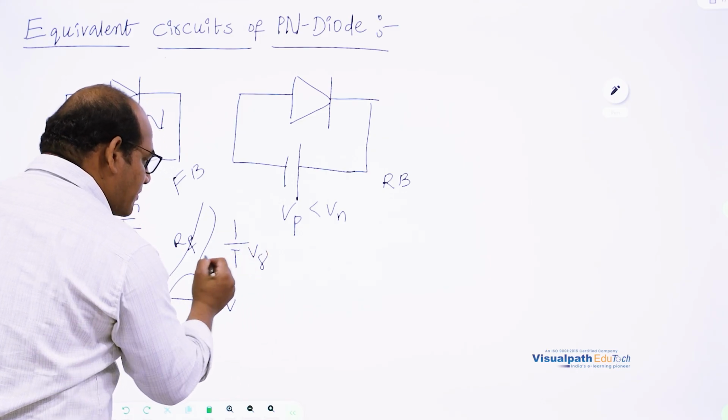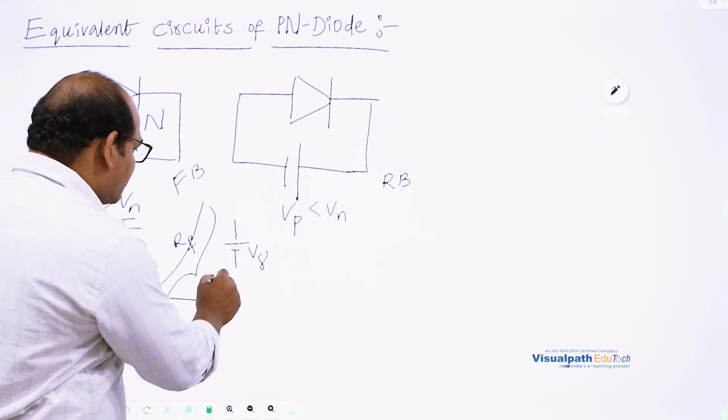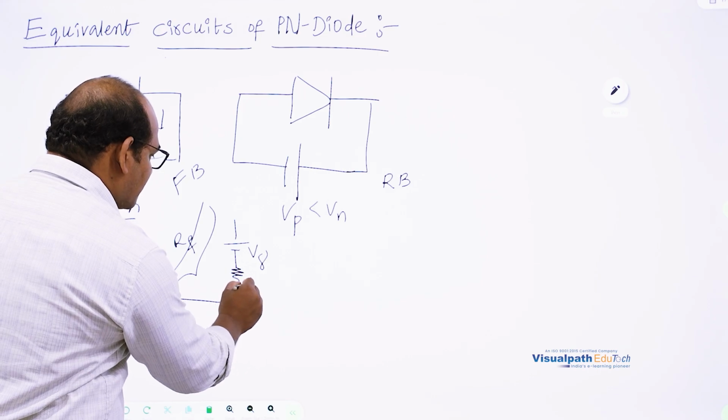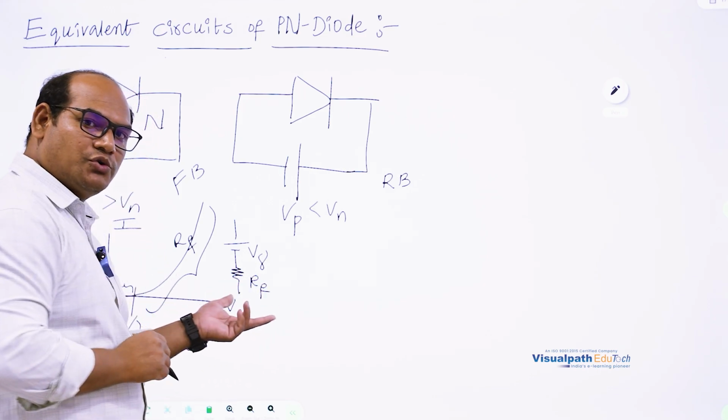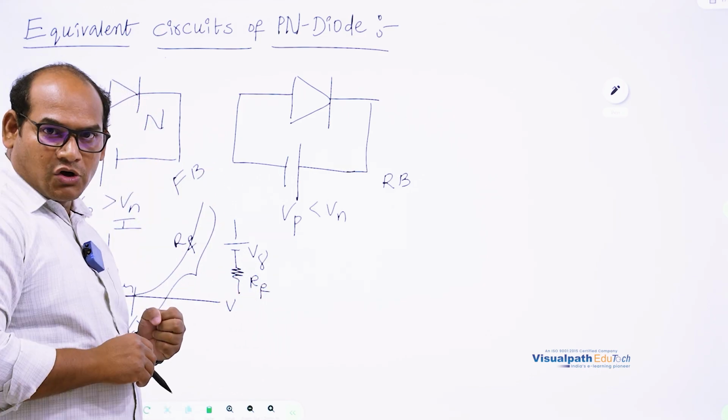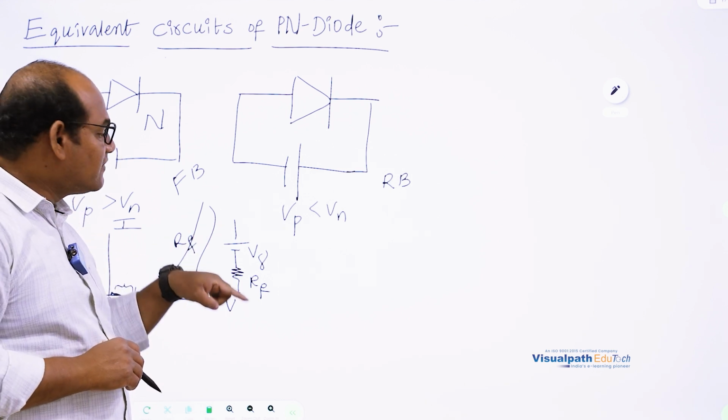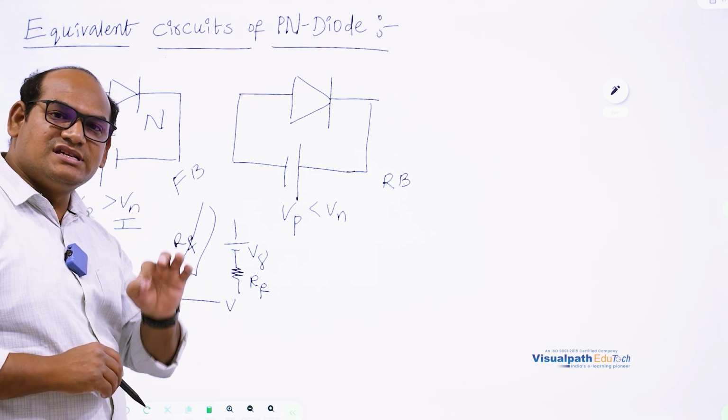Once I cross the V gamma, then I can take this RF, resistance RF. So this is the equivalent circuit for the diode which is in forward bias. It is the equivalent circuit of the PN junction diode which is in forward bias.